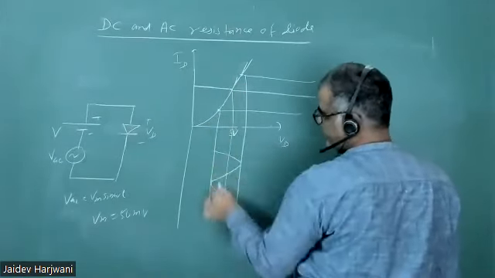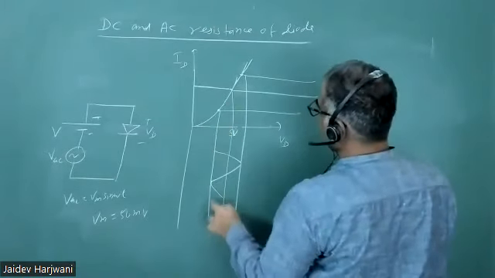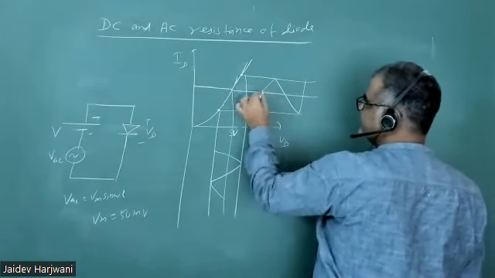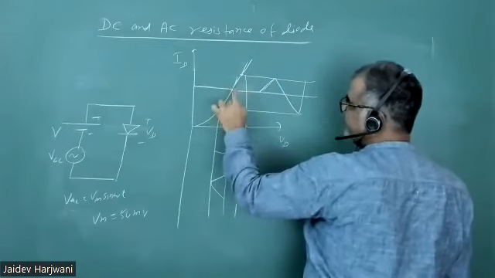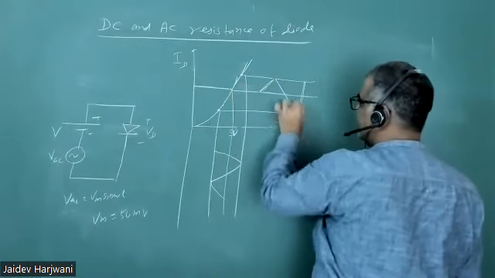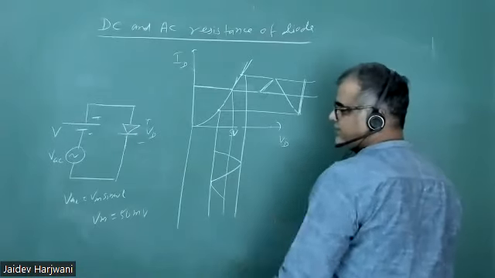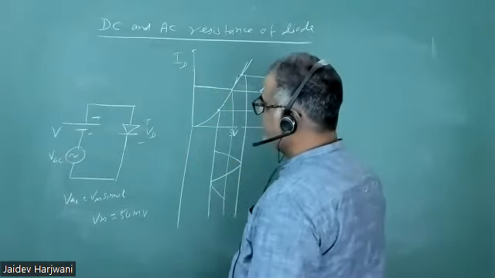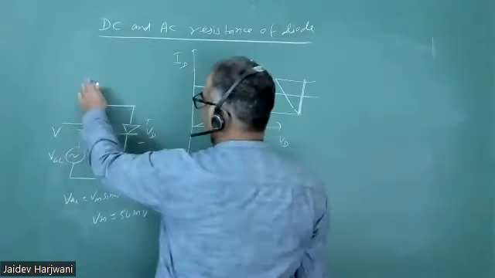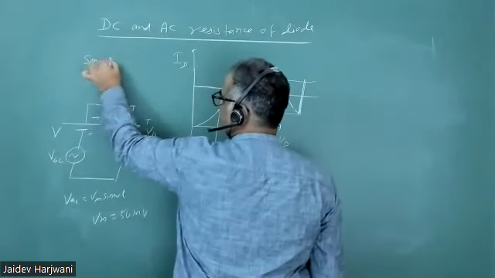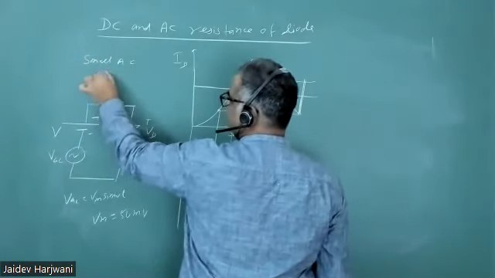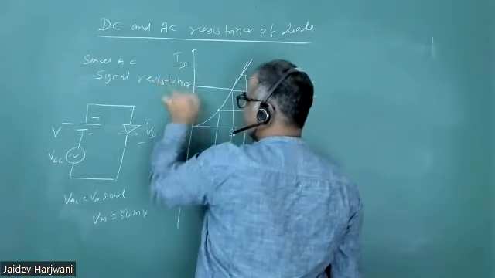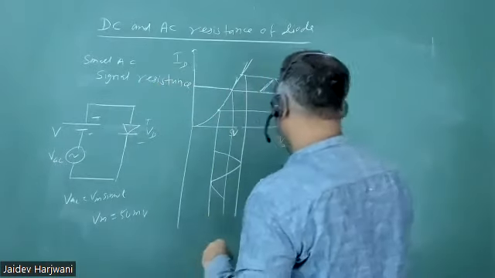If it is 0, you're at 0. If it is increasing, then ID will also change. ID will vary from here to here. ID will take this jump with the applied signal. When I say AC resistance, instead of AC we should write small signal resistance. I should use the word small AC signal resistance. And how can we calculate that?